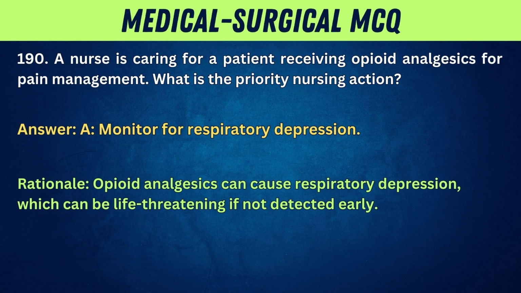Answer: A. Monitor for respiratory depression. Rationale: opioid analgesics can cause respiratory depression, which can be life-threatening if not detected early.